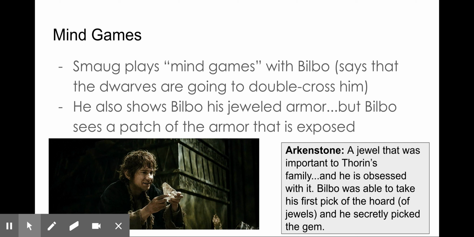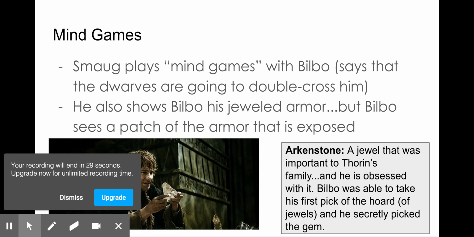Lastly, Smaug plays mind games with him. He kind of says that the dwarves are going to double cross him. How can you get all of this treasure down? And he kind of tries to put doubt in his mind. He also stands up and shows Bilbo a jeweled armor. But Bilbo can see that there's a patch of the armor that is exposed. This one, you could see flesh. This is where he needs to be.